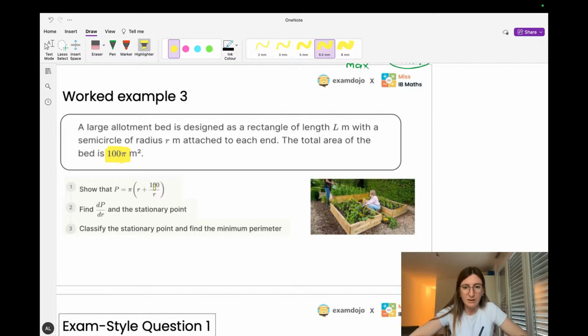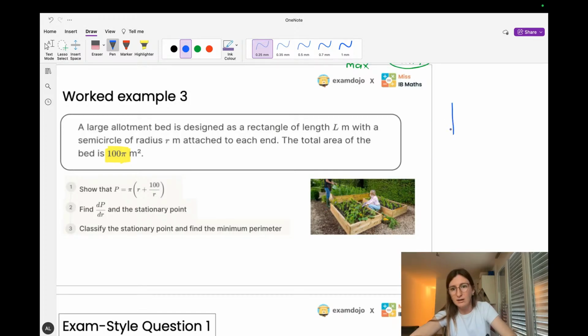Now, the thing that I would recommend with these is to really draw it out as you get the information. So make sure you fill in what you're given. By the way, a large allotment bed is like one of these garden things. So a rectangular garden shape. So let's do like that. We draw it. There's my rectangle of length L. So I can put that's L. With a semicircle, half circle of radius R attached to each end. So half a circle attached to each end like that.